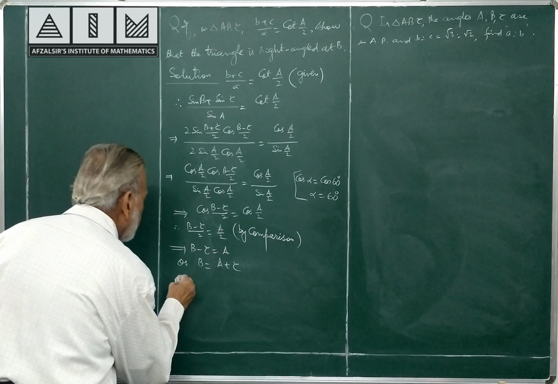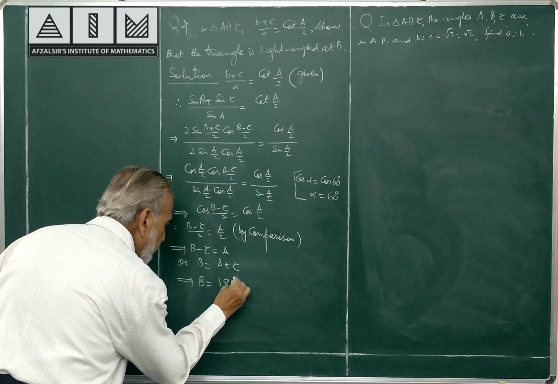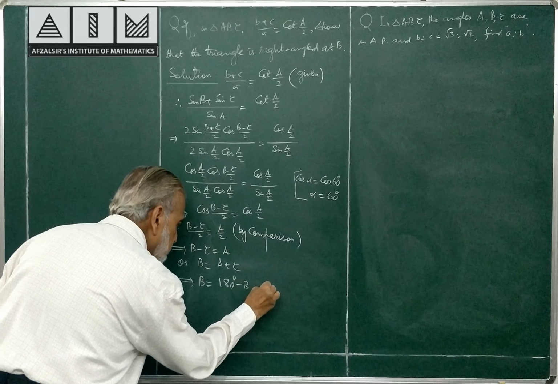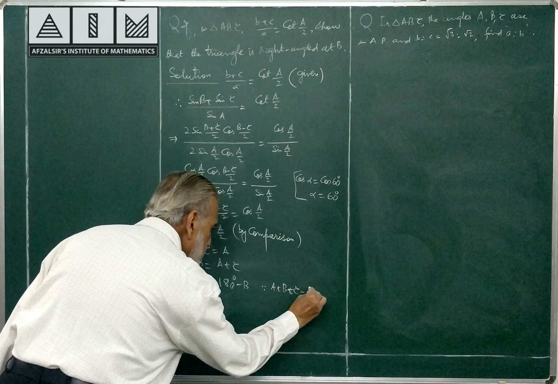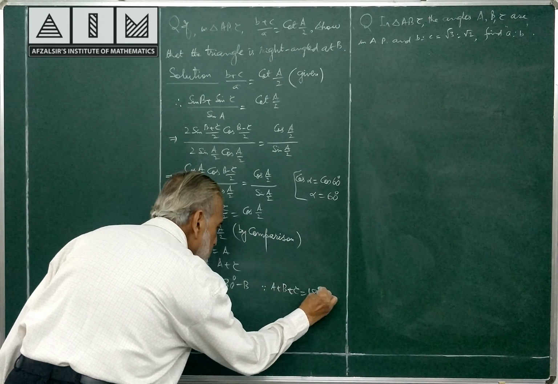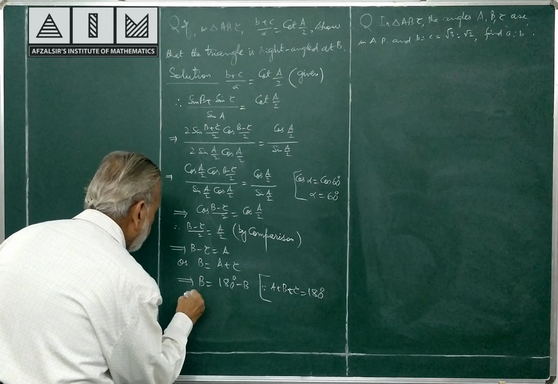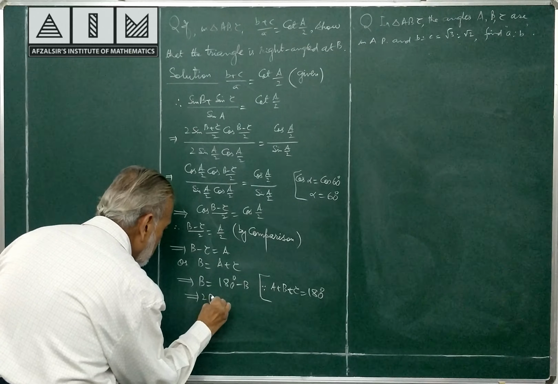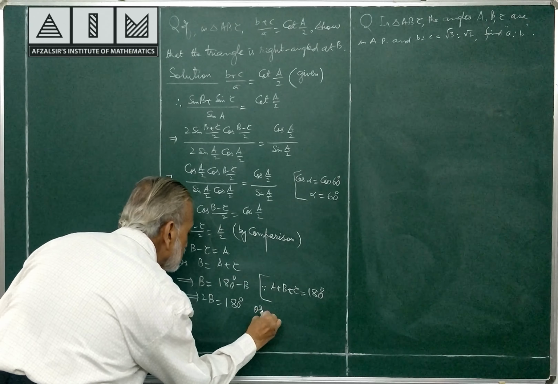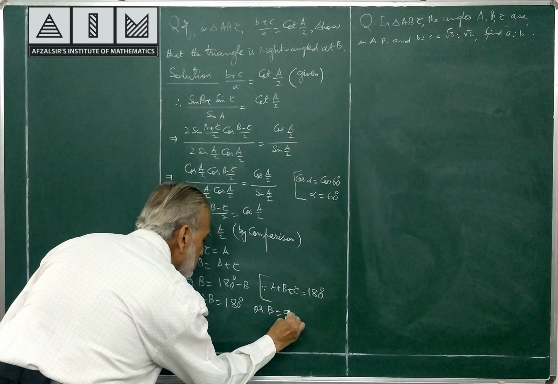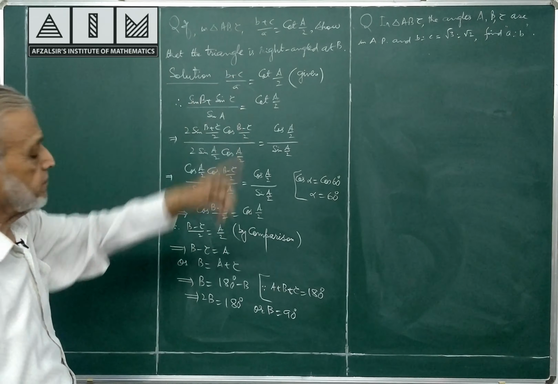Proceed. This is 180 minus B, because A plus B plus C is equal to 180. This is 180 minus B. Shift B here. So the triangle is right-angled at B.